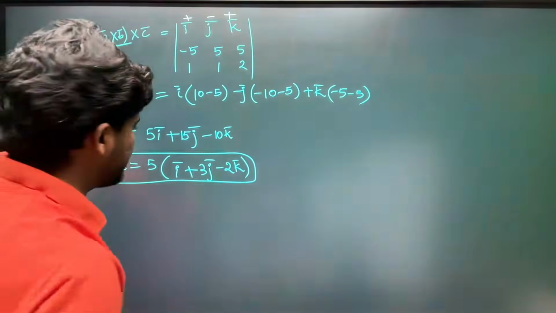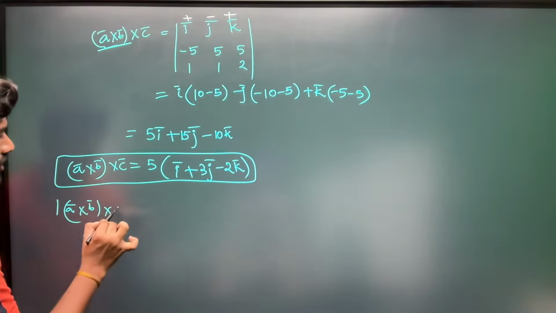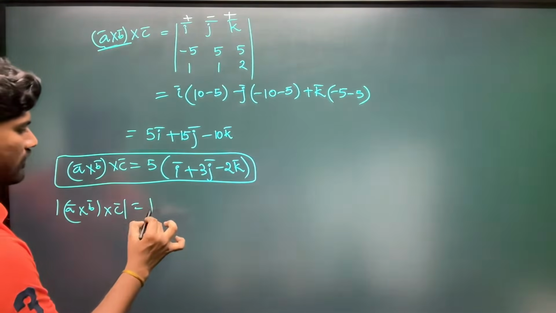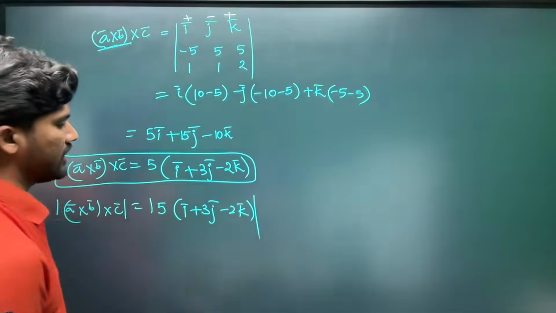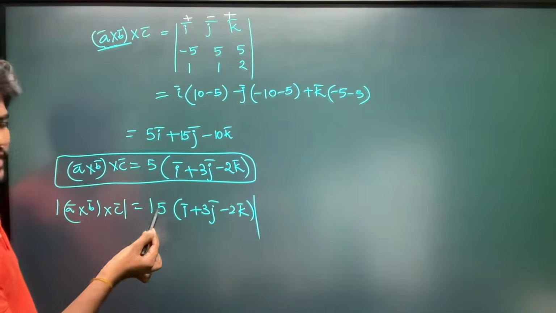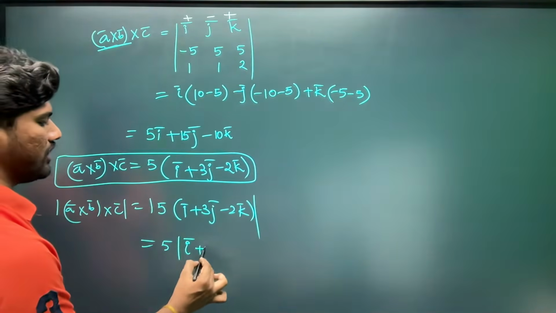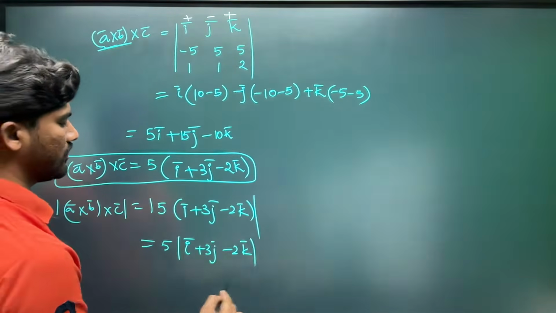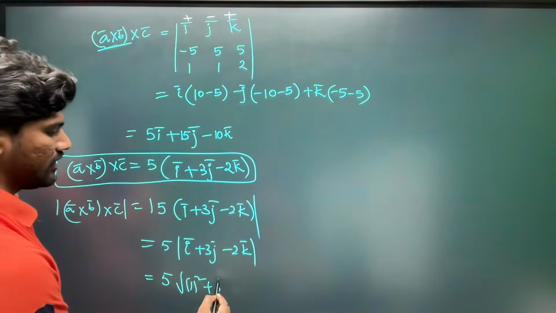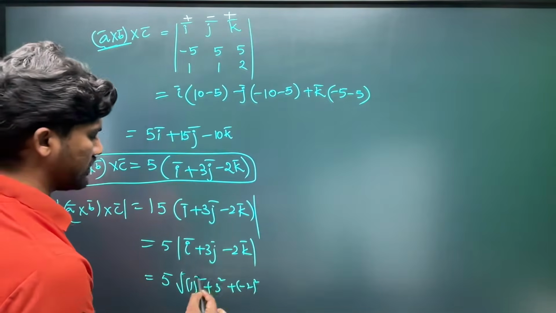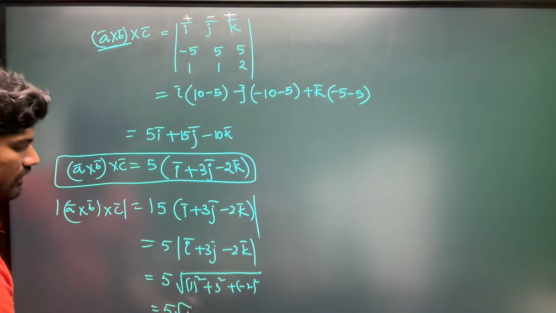Clear? So next, we have to find the modulus of a bar cross b bar cross c bar. So mod is 5 into i bar plus 3j bar minus 2k bar. Whenever you apply the modulus, take that 5 constant value outside, then apply the modulus for i bar plus 3j bar minus 2k bar. So 5 into square root of 1 square plus 3 square plus minus 2 whole square. So 5 into 1 plus 9 is 10, plus 4, root 14, so 5 root 14.